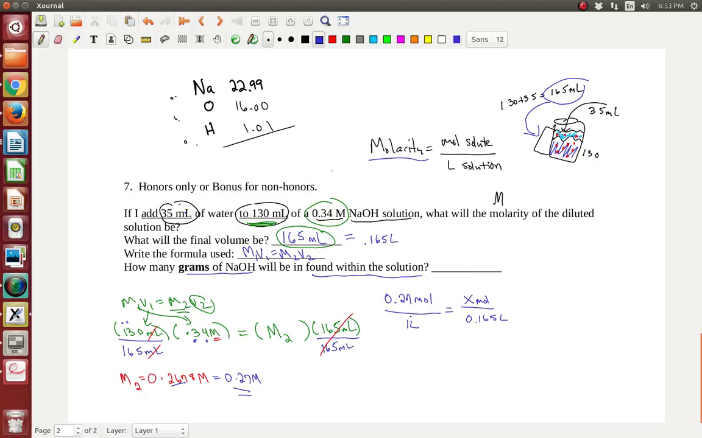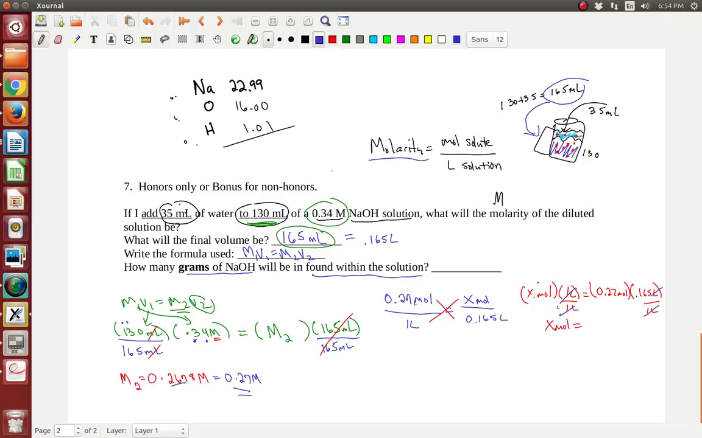So once we have this molarity, it means number of moles per liter. Some people mistakenly think that it just means moles. No, it means moles per liter. Set up the proportion, and now we're going to solve for x. And we solve for x by cross multiplying. So we have x moles times 1 liter equals 0.27 moles times 0.165 liters. Okay? Then divide both sides by 1 liter, and we'll have the number of moles that were used.